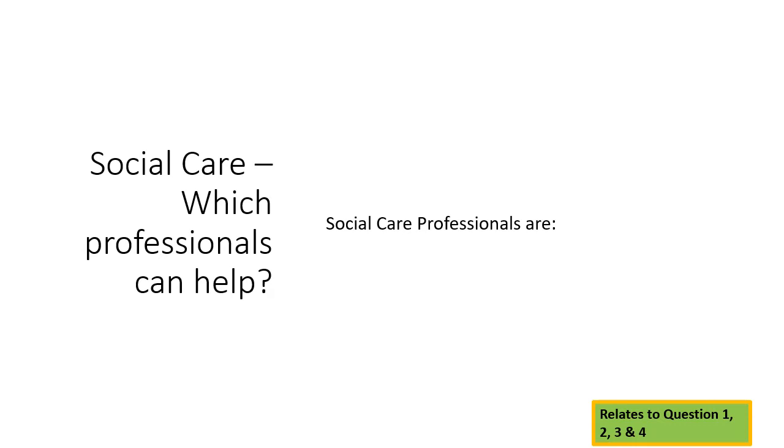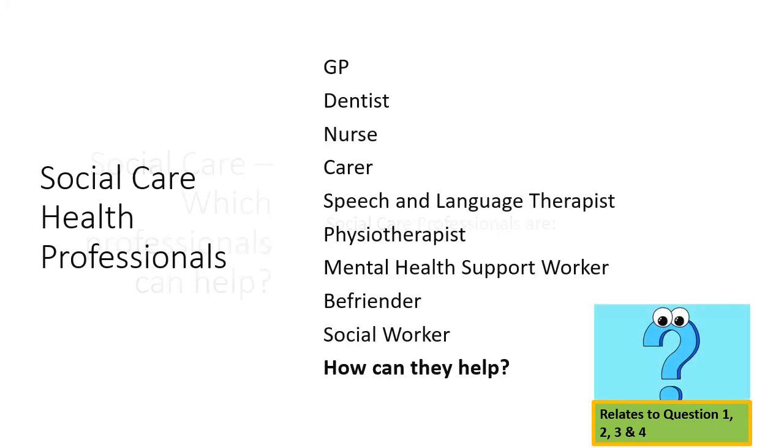So we're going to look a bit further now at social care and which professionals can help. Social professionals include a GP, a dentist, nurse, carer, speech and language therapist, physiotherapist, mental health support worker, befriender, social worker. Okay, but how can they help? The next few slides are going to talk a little bit about each one, which will help you to do the task when we come to the question.